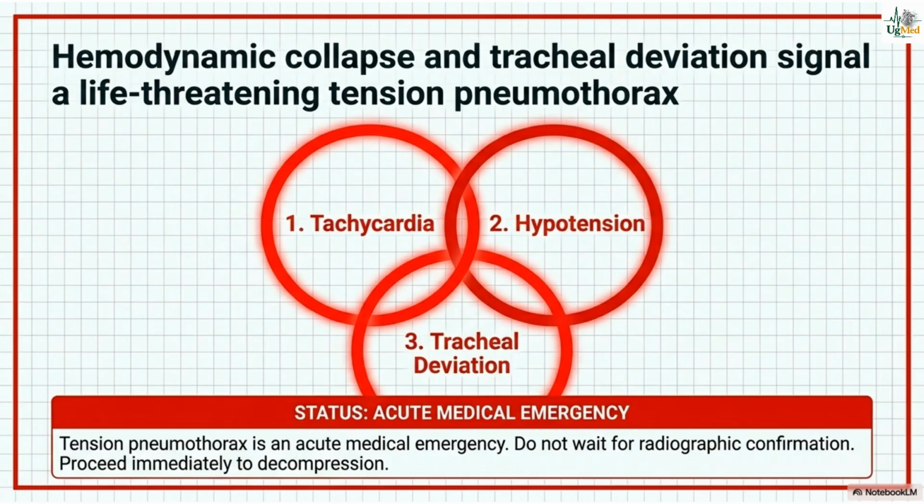This slide highlights the classic features of tension pneumothorax, a true medical emergency. Three critical warning signs are tachycardia, hypotension, and tracheal deviation. These findings indicate rising intrathoracic pressure with impaired venous return and cardiovascular compromise. The key message is simple: recognize tension pneumothorax early, because delayed treatment can rapidly become fatal.